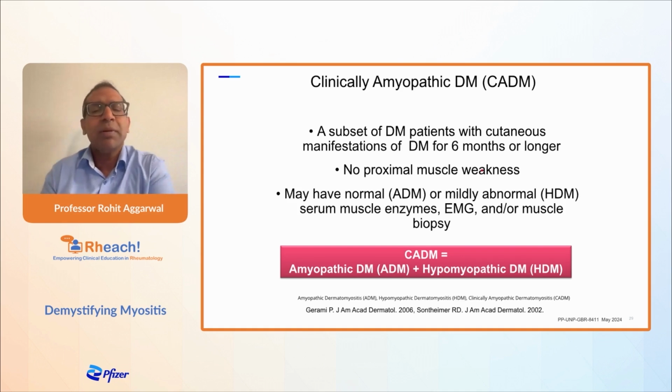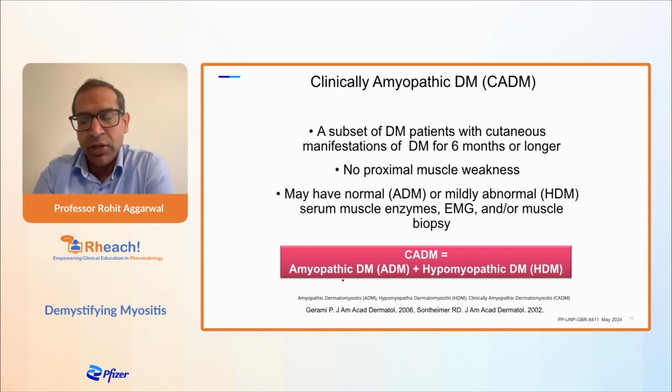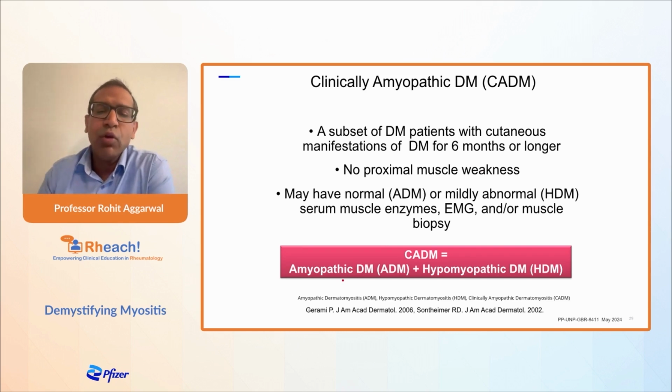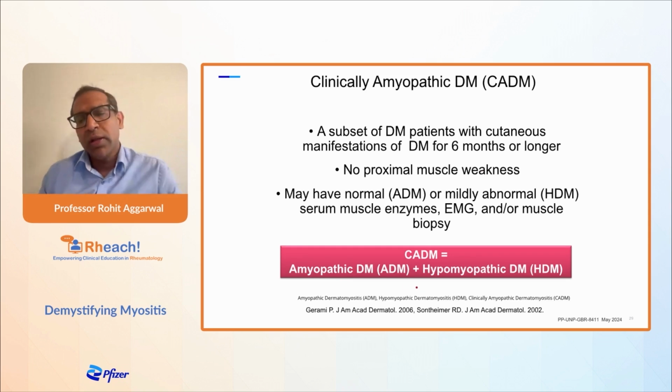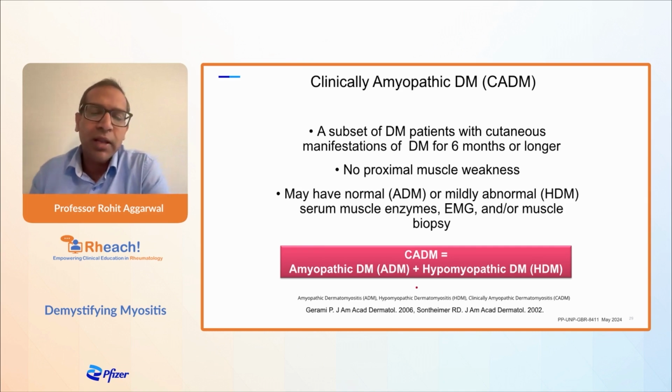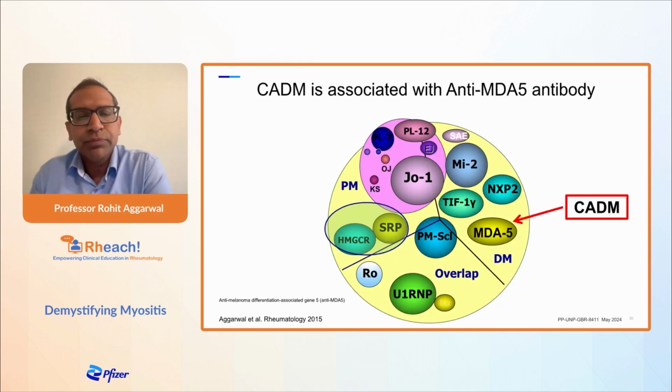So we call them clinically amyopathic DM. We call them amyopathic if they don't even have subclinical evidence of muscle involvement, and we call them hypomyopathic if they have subclinical evidence of dermatomyositis. But overall, it doesn't matter whether you're amyopathic or hypomyopathic, they behave the same, and that's why we put them together into this clinically amyopathic dermatomyositis. Now, it's highly associated with this antibody called anti-MDA5 antibody.